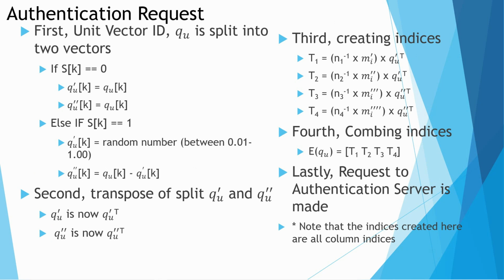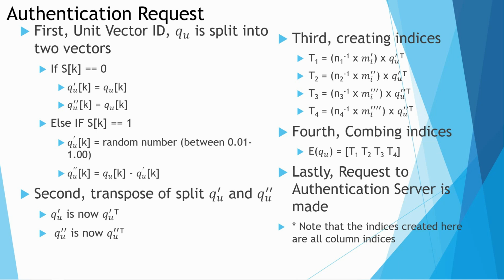Next, we have the authentication request done by the drone. This is similar to the previous slide. First, the unit vector ID is split into 2 vectors. If the element of the binary vector S at K is equal to 0, then the first 2 vectors are equal to the elements inside the unit vector ID at position K. Else, if the binary vector S at K is equal to 1, then the first vector, a random number, is created from 0.01 to 1, and the second vector is taking the element of the unit vector ID subtracted by the random number created in the first vector.